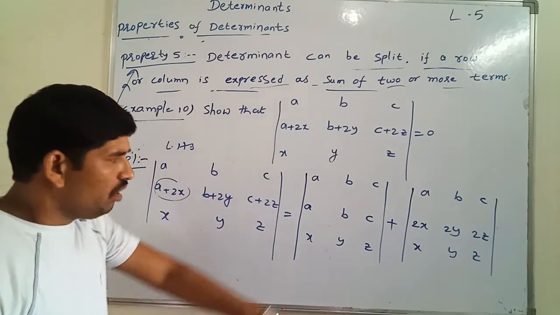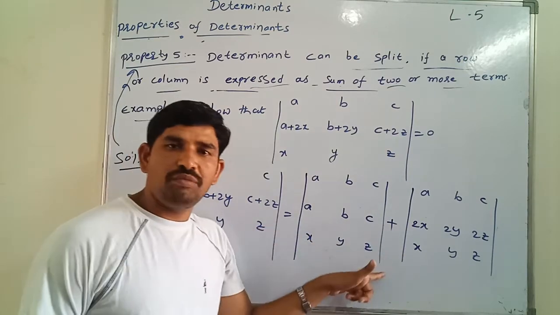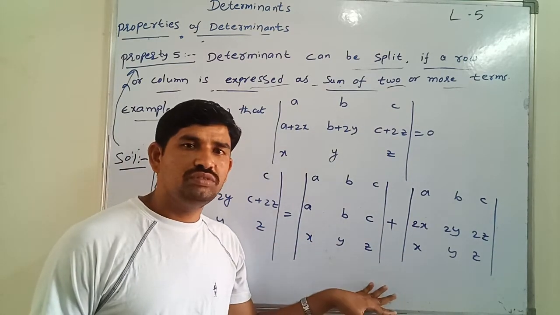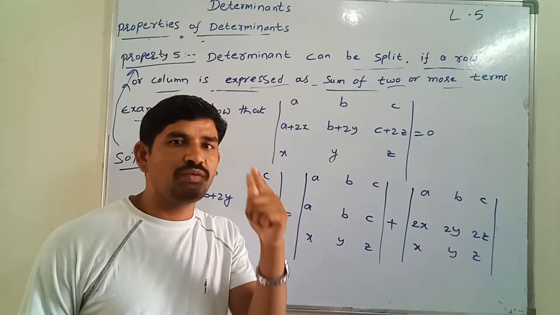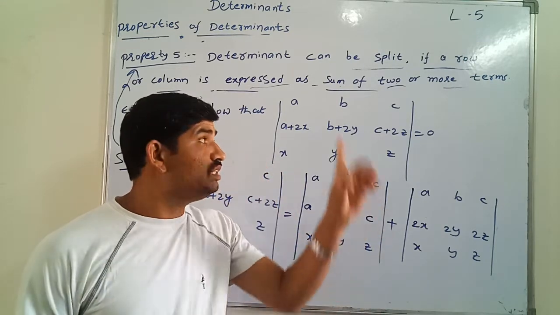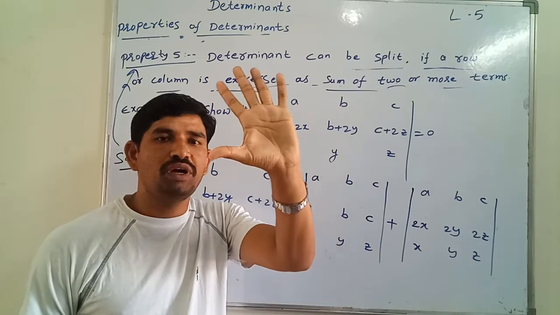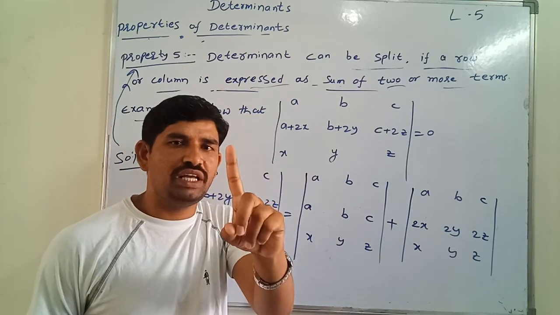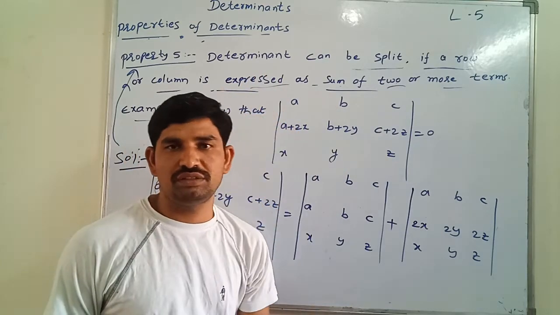Now, after splitting this determinant, what will we do? You have to say, because you have already completed the properties. We have completed 5 properties. Only one property is left. After that we can start the exercise.